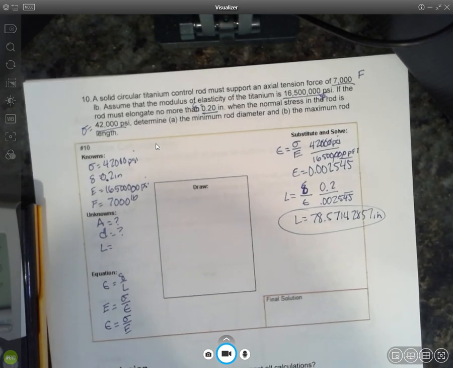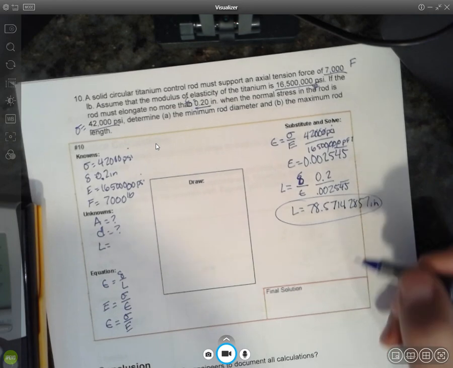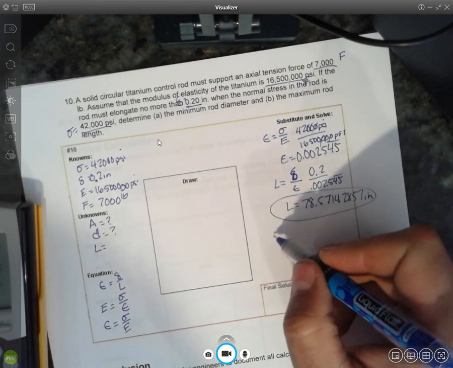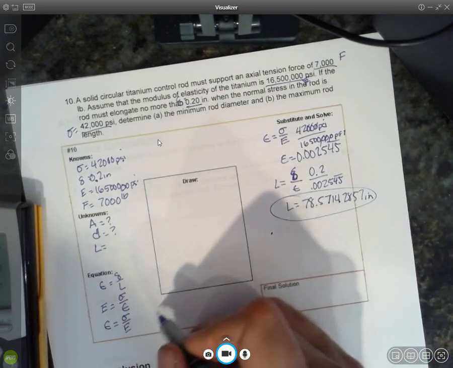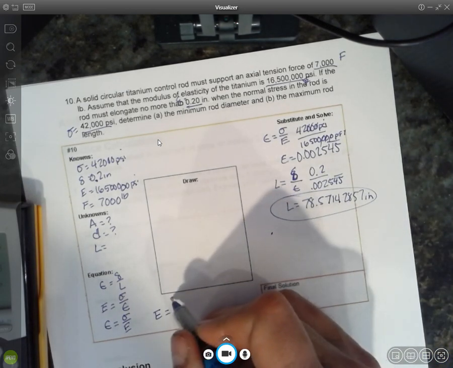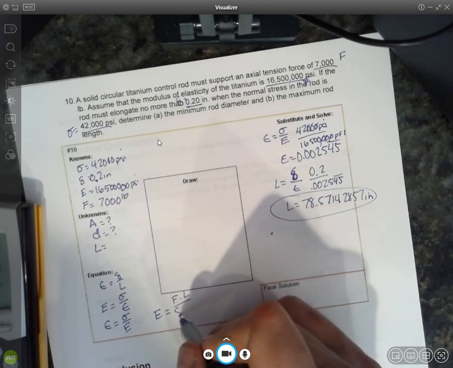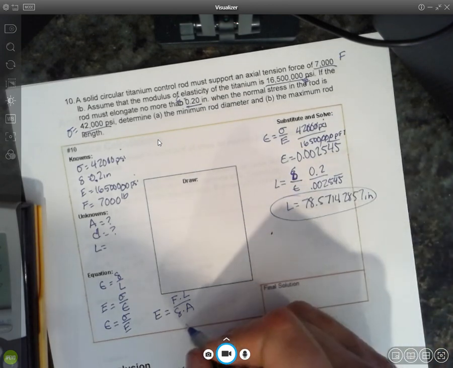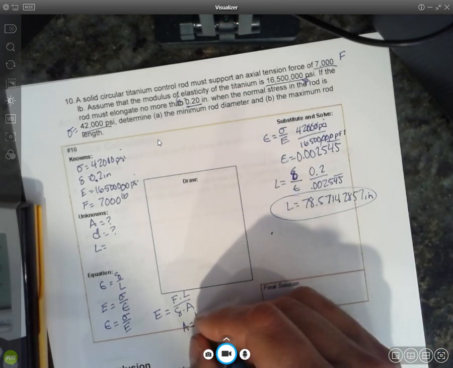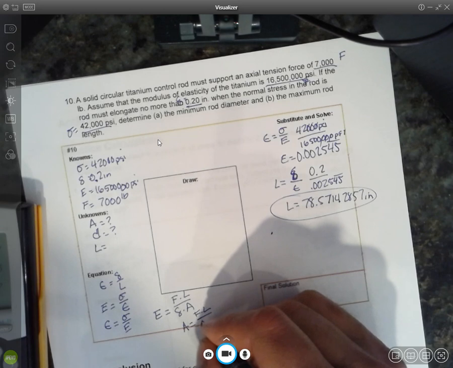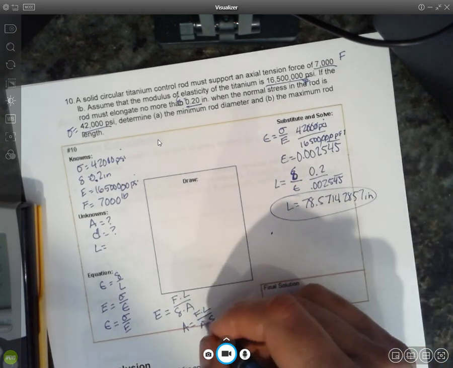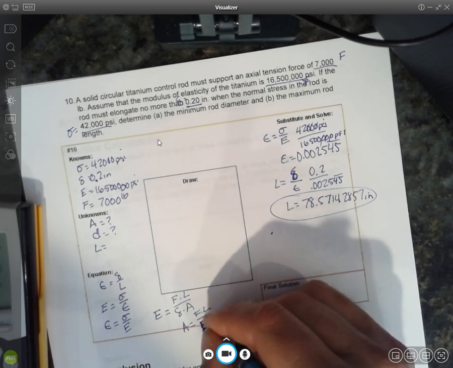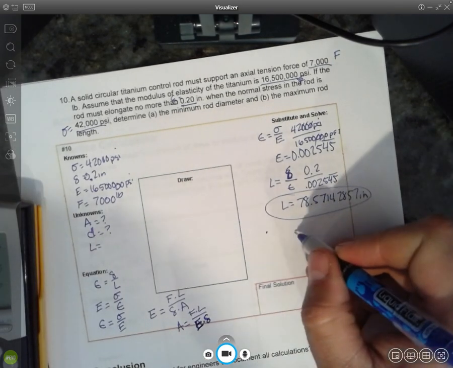Let's take a look at the diameter, which means area, and the formula that we typically use with everything else that we have is we say, let's go over here, modulus of elasticity is the force times the length divided by the deformation times the area. But we want to solve for area, so area is the force times the length divided by the modulus of elasticity times deformation.